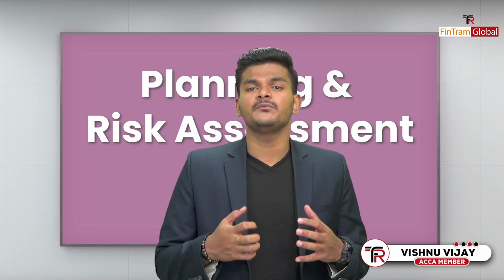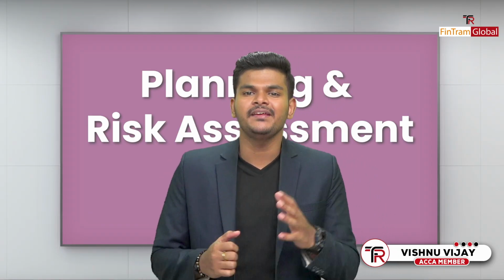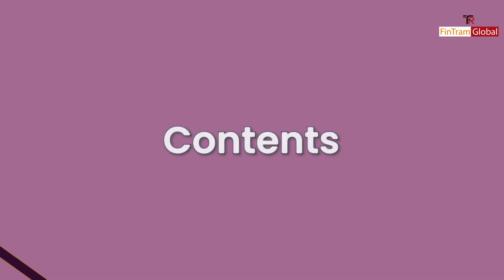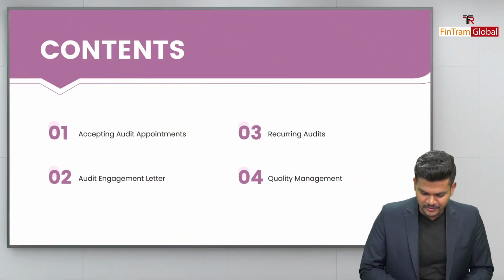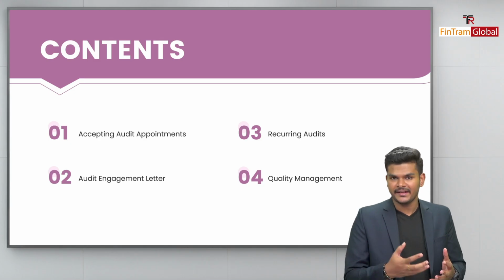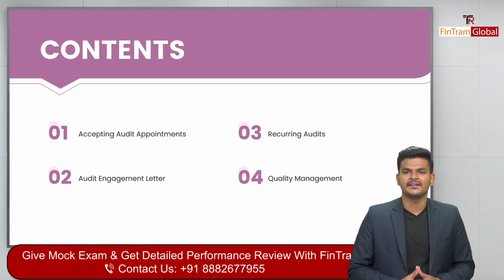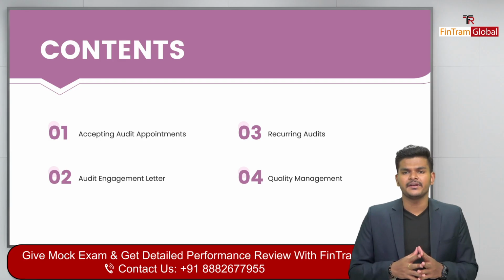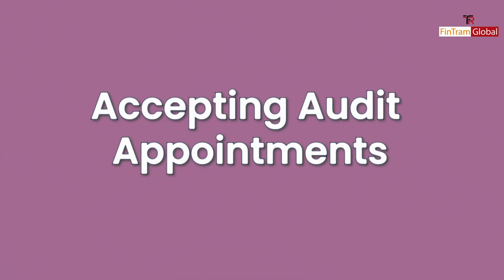And in this session, we will be revising through the key topics from the syllabus part B of your audit and assurance paper. So as you can see here, we'll be starting off with accepting audit appointments, and then we'll move on to the audit engagement letter, some aspects about recurring audits, as well as quality management related aspects. And of course, we will also be covering the materiality and related topics as well. Okay, folks. So let's get started, shall we?